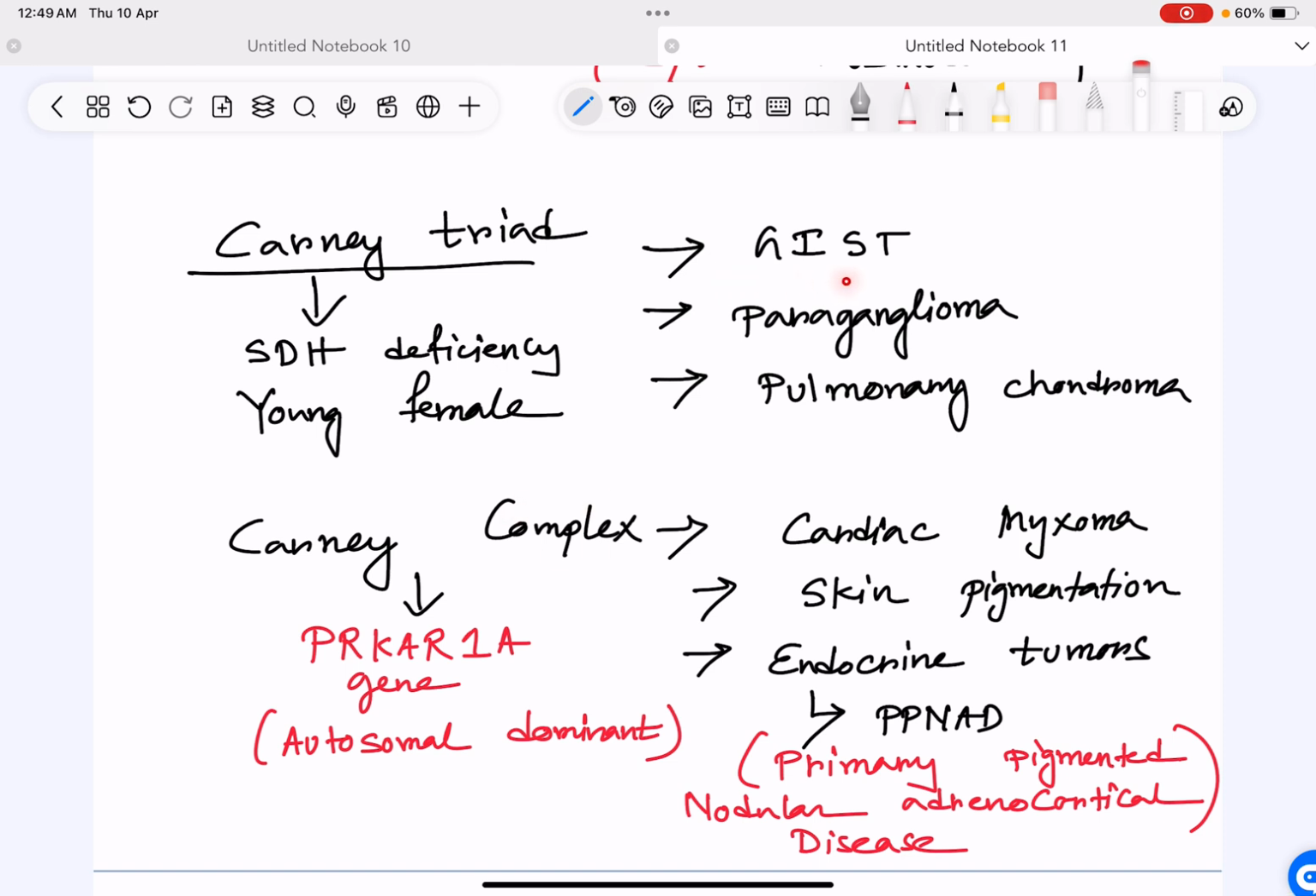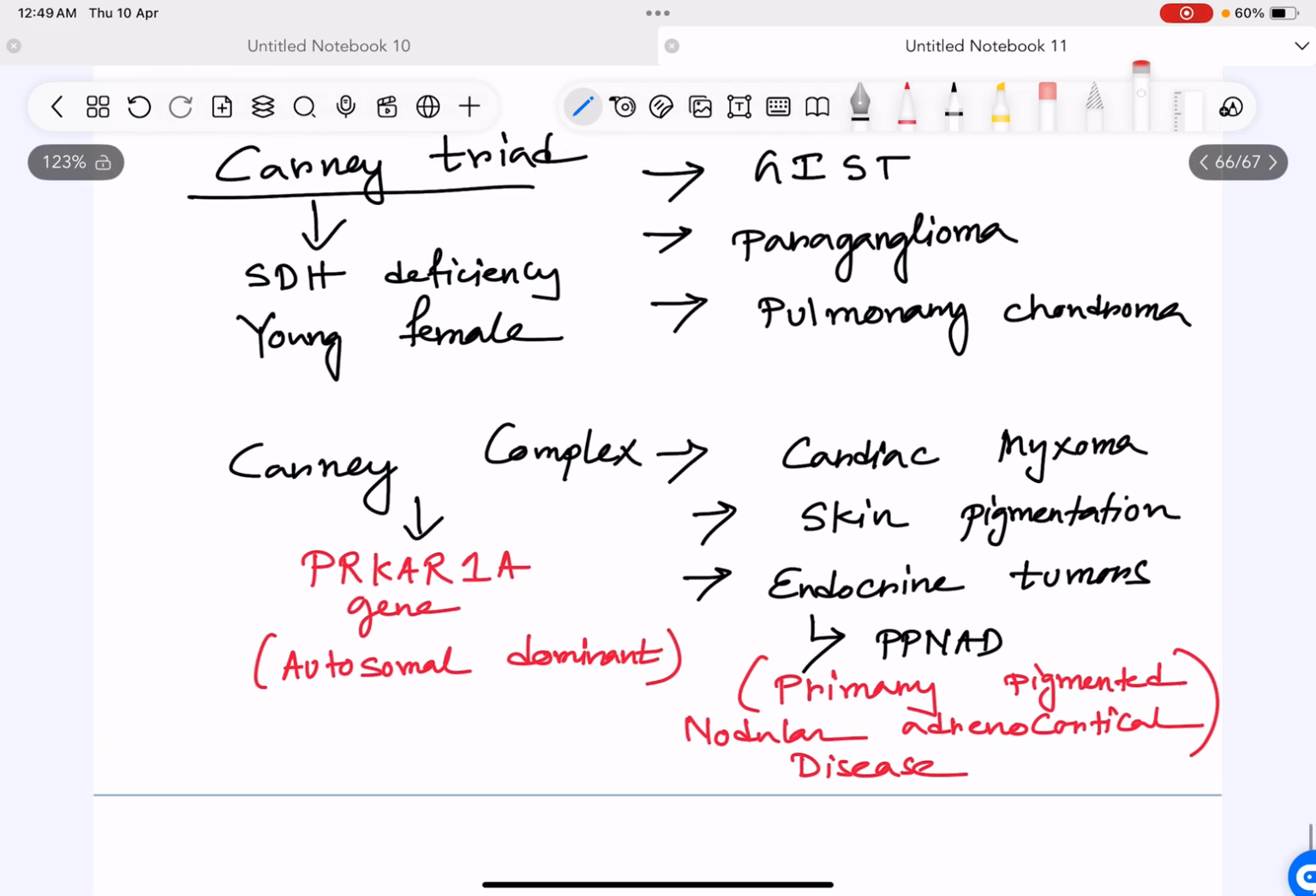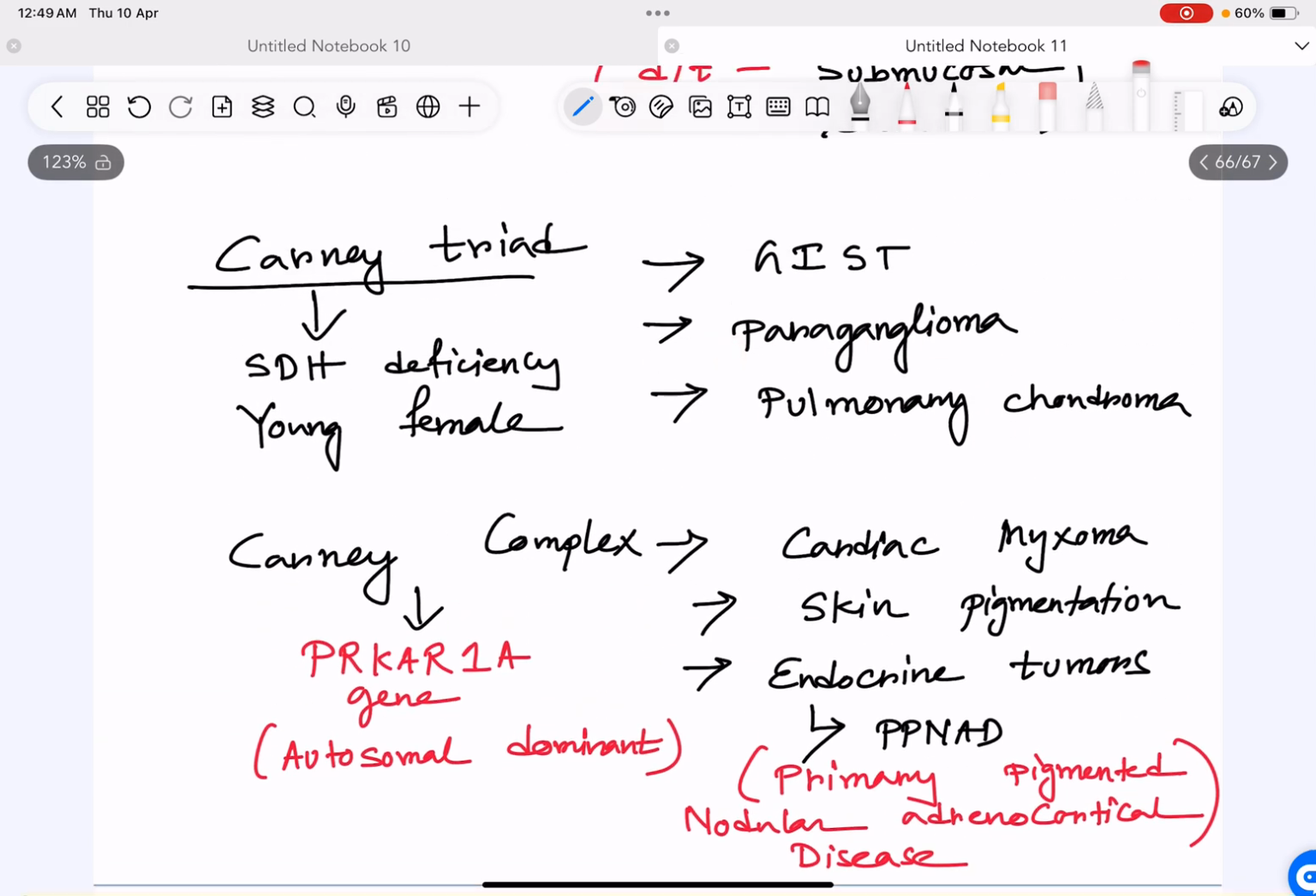So Carney triad has three things: GIST, paraganglioma, and pulmonary chondroma. This Carney triad is seen in young females, and the mutation is succinate dehydrogenase deficiency. So Carney triad has GIST, paraganglioma, and pulmonary chondroma, in young females, with succinate dehydrogenase deficiency.